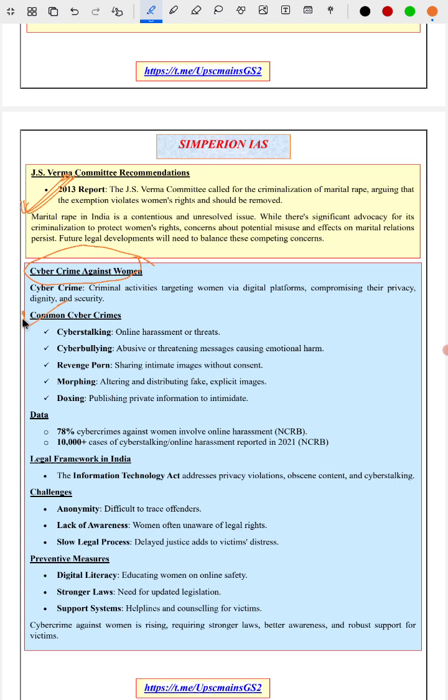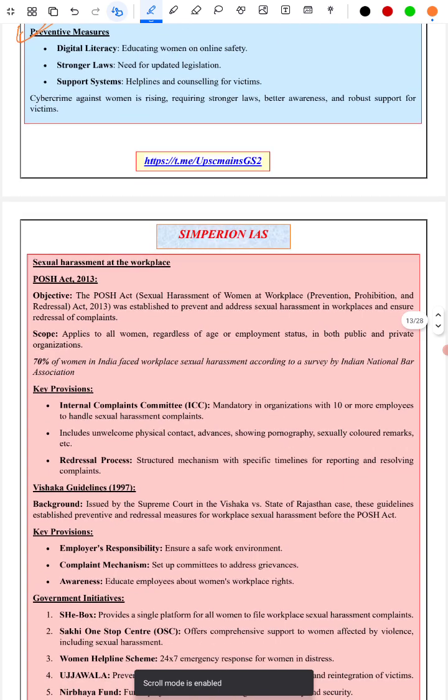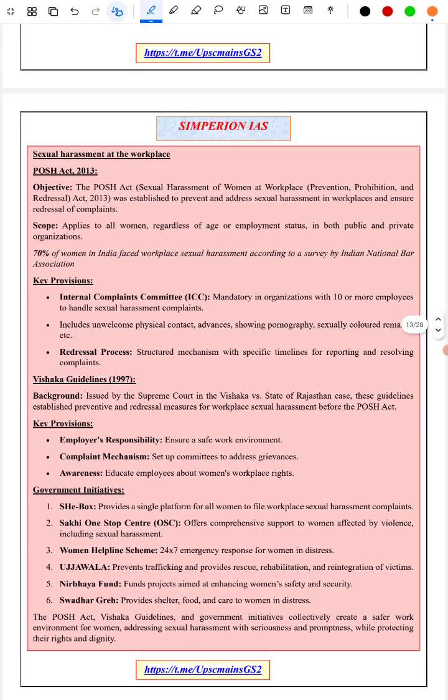What are the common types of cyber crimes, the data, the legal framework, the challenges, the preventive measures that can be taken. Up next is sexual harassment at workplace. We have covered the important act, Prevention of Sexual Harassment at Workplace. We have given the key provisions of the act, the Vishaka guidelines, the key provisions of the Vishaka guidelines, and the government initiatives.